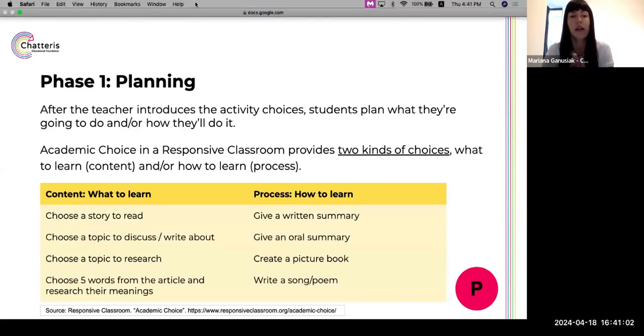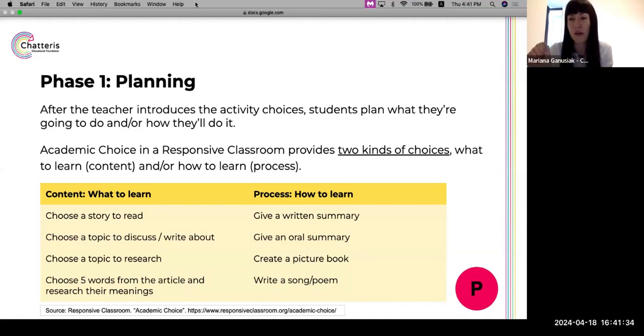For example, in terms of content choices, what to learn, instead of selecting one book for all of your students to read in your reading class, you can allow your students to choose a storybook that they want to read. You can allow your students to choose the topic that they want to discuss for your speaking classes, or choose a topic to research for your public speaking presentation classes. Or they can choose some words that they're interested in or curious about to explore the meanings of those words.